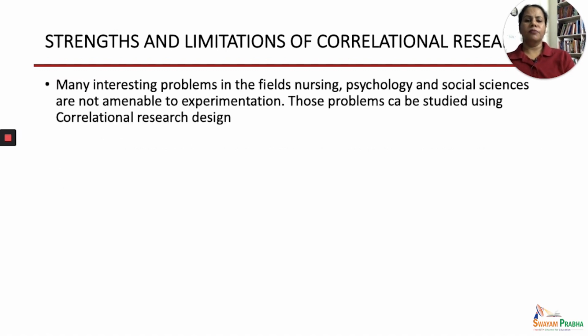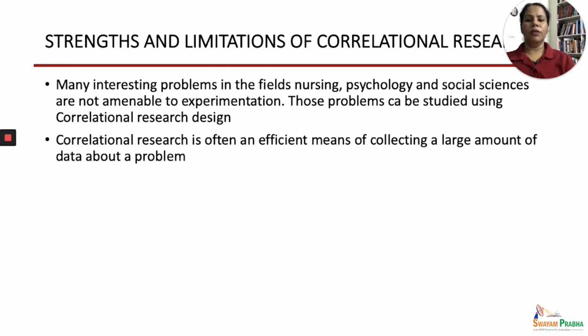And many interesting problems in the field of nursing, psychology and social sciences are not amenable to experimentation. Those problems can be studied using the correlational research design. So this is the strength of the correlational research design, that many problems, as I have already told you, particularly for example if we talk about personality, or the health beliefs of people, those phenomena cannot be studied through experiments. So then it is better to study them through correlational research designs.